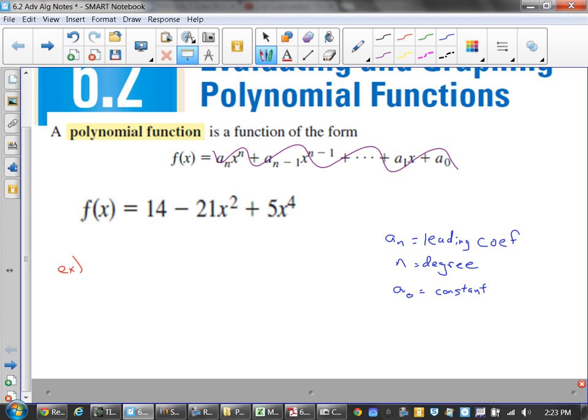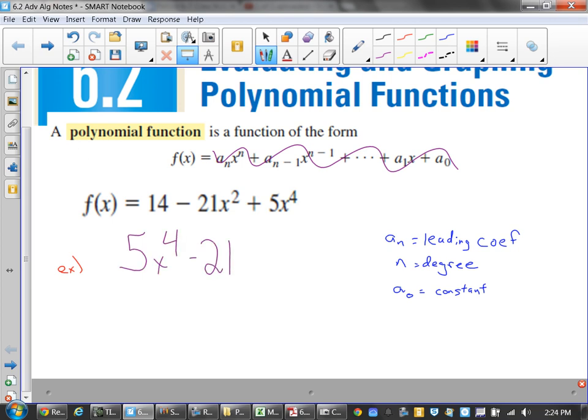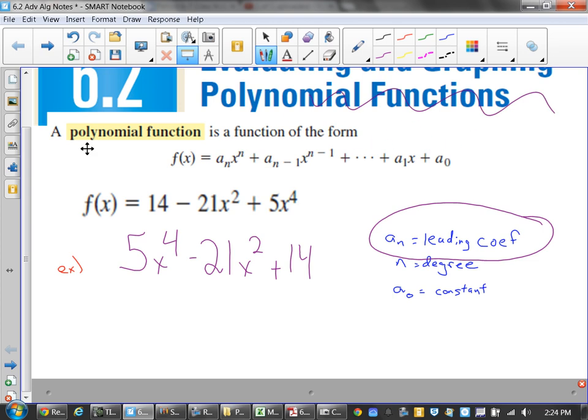Now, when we have something like this f of x, remember, f of x stands for a function of x. It's synonymous with y equals, okay? What happens is we always rewrite that into descending order. It's the etiquette way of writing out math problems. You would write it as 5x to the fourth minus 21x squared plus 14. And what I'm showing you here is that in all of this where it says a sub n, x to the nth, and so on, that a sub n is basically the leading term coefficient.